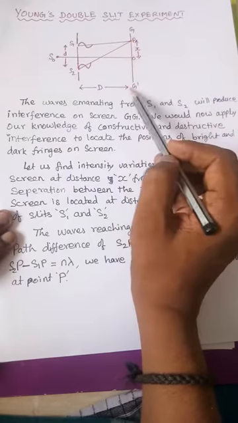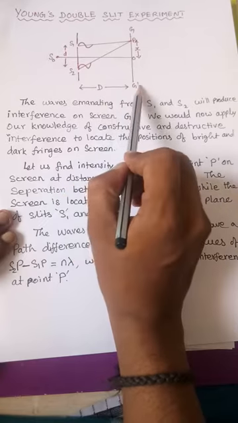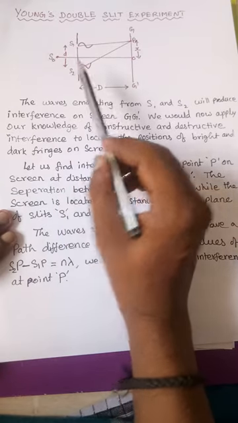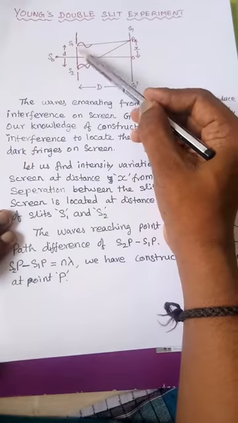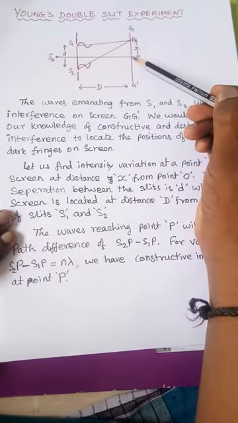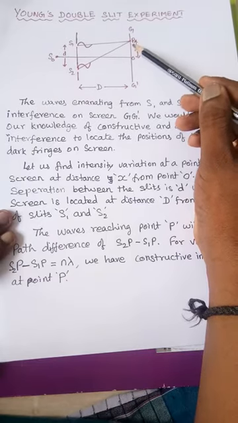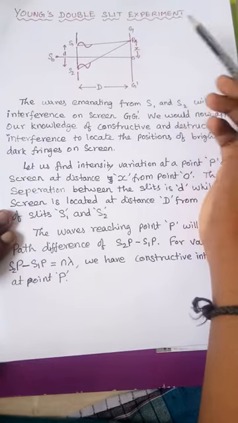The G dash is the screen. The distance between the slit and the screen is capital D. The distance between the two holes is small d. The distance between the center of the screen to that point P is x.